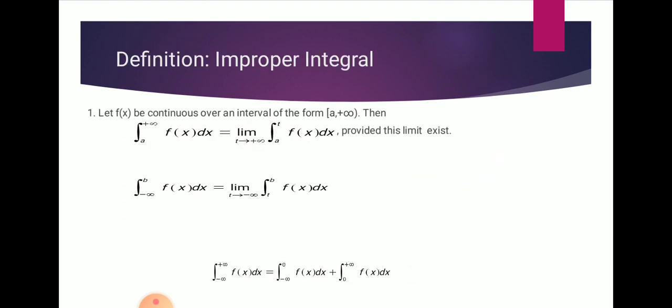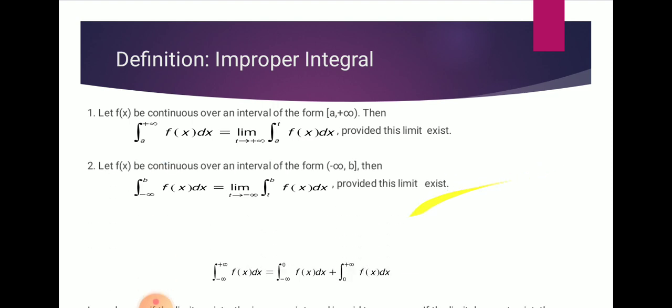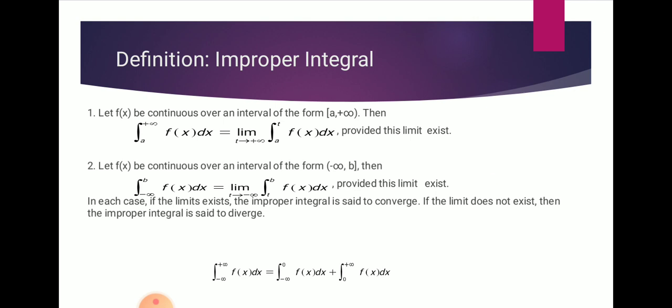The definition of improper integrals. Number 1: let f(x) be continuous over an interval of the form [a, positive infinity). Then the integral from a to positive infinity of f(x) dx is equal to the limit as t approaches positive infinity of the integral from a to t of f(x) dx, provided this limit exists.